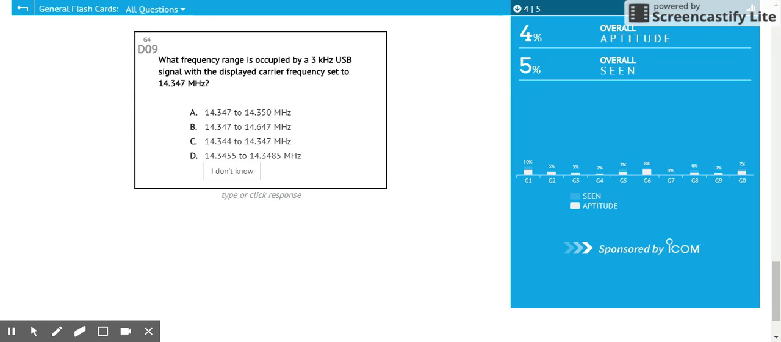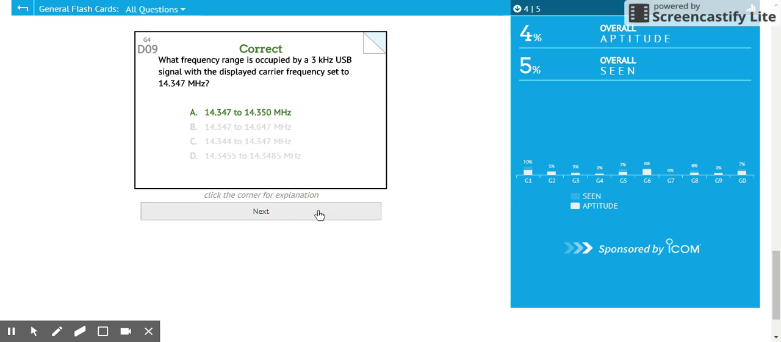G4D09, what frequency range is occupied by a 3 kHz USB signal with displayed carrier frequency set to 14.347? Yeah, I remember this one already. There it is, A.